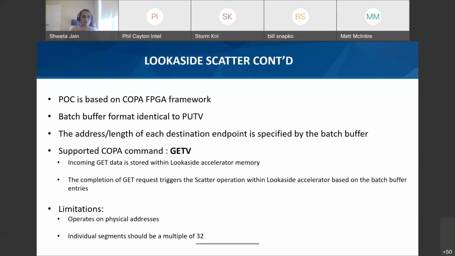Here are some microarchitecture details of how the scatter operation is supported in our framework. We basically support scatter operation via a getV command. So it's pretty much how we had the gather command also as part of putv messaging. GetV is basically the equivalent of an RDMA get operation, performing a scatter operation in background. So that is what the getV operation indicates in COPA context.